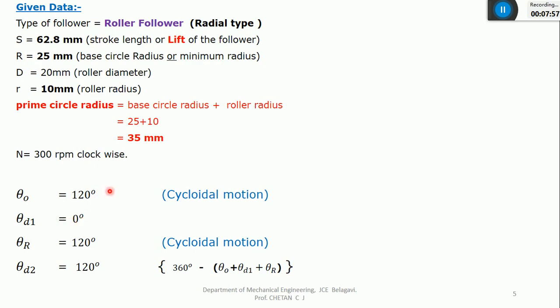Okay. Only they have mentioned the outward is 120, the return is 120, and automatically the remaining will be the second dwell itself, because I need to cover a total of 360 of cam rotation. So far I have covered only 120 and 120, 240, and the remaining will be considered as the second dwell angle. This is about angles and the given parameters.